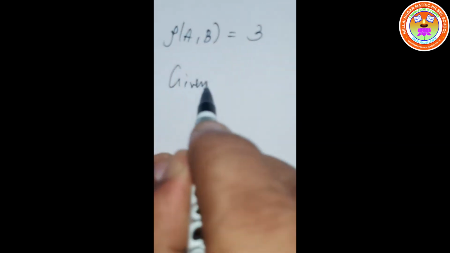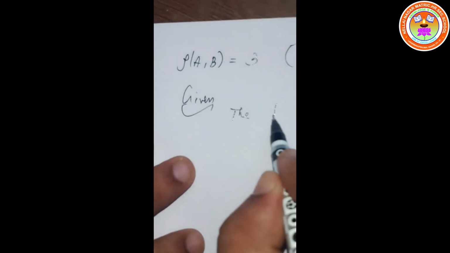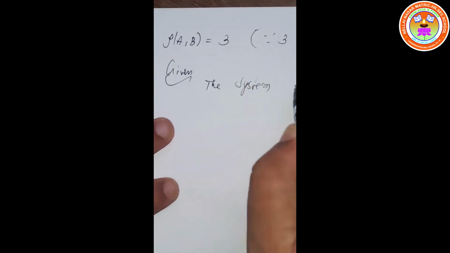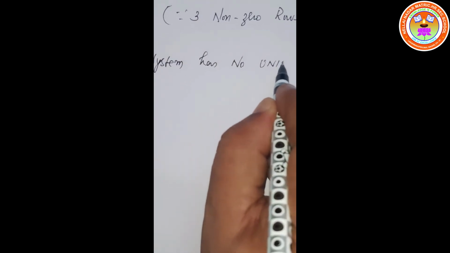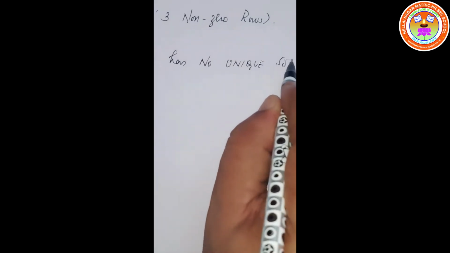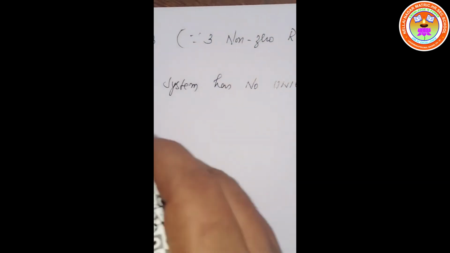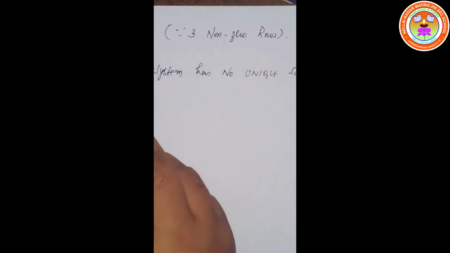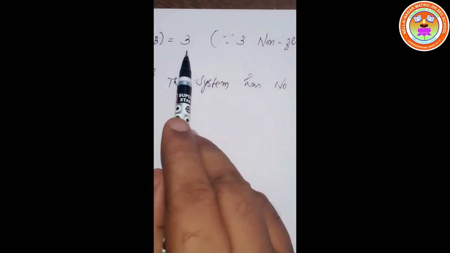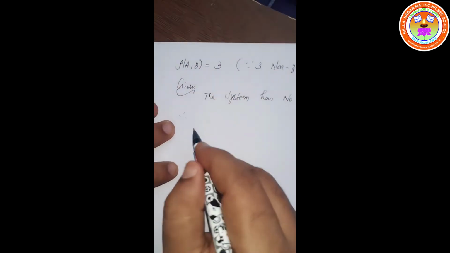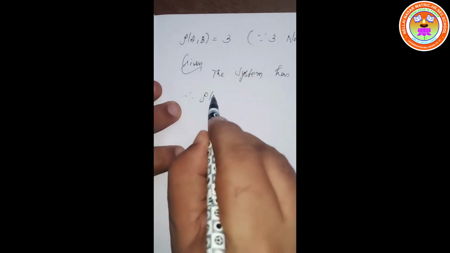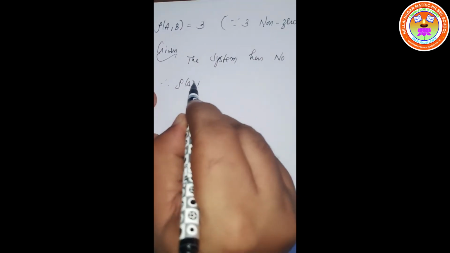Given the system has no unique solution. So no unique solution means if rank of A comma B is equal to 3, the rank of A must be either 2 or 1. They are not equal. So rank of A comma B, rank of A, it should be 2 or 1.